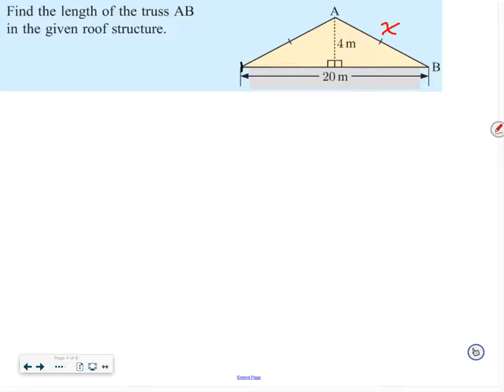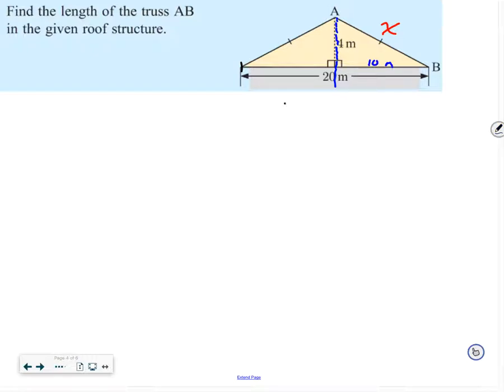So I've got a diagram. I labeled my unknown. I've got to recognize that since this is an isosceles triangle, it's cut in half. So if the full length is 20, this length is 10 meters there.